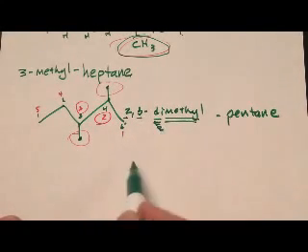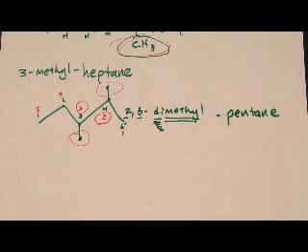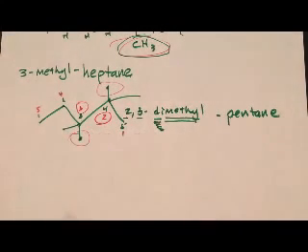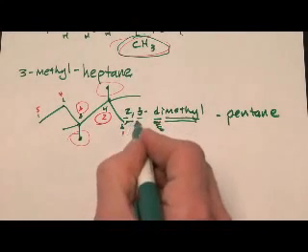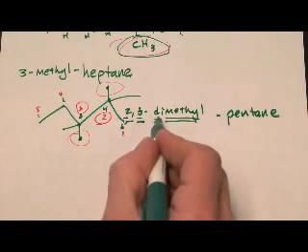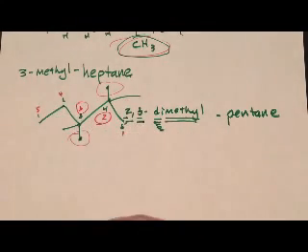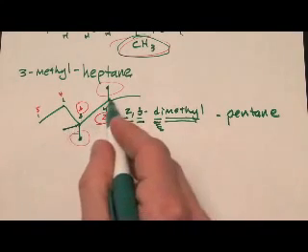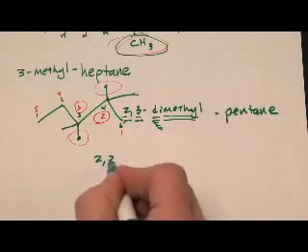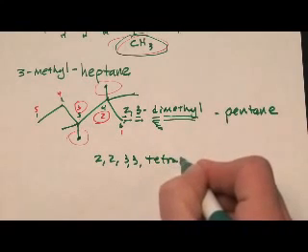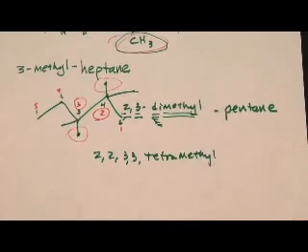And I use the prefix di to indicate that there's a total of 2 methyl groups coming off of the branched chains. A total of 2. Now, if there was a second methyl coming off of here and a second methyl coming off of here, then I would have to number each of those and I'd have to call it tetramethyl because there would be 4 total methyl groups coming off of it. And so in this case, if there was another group here and another group here, I'd have to number it 2,2,3,3-tetramethylpentane.